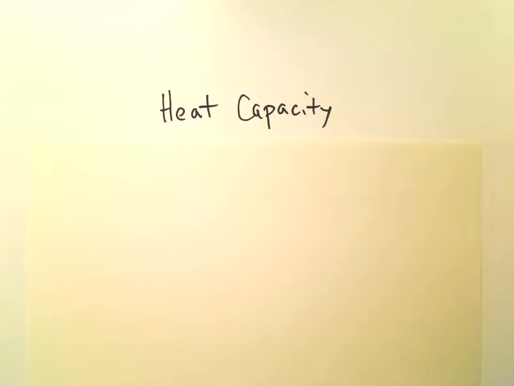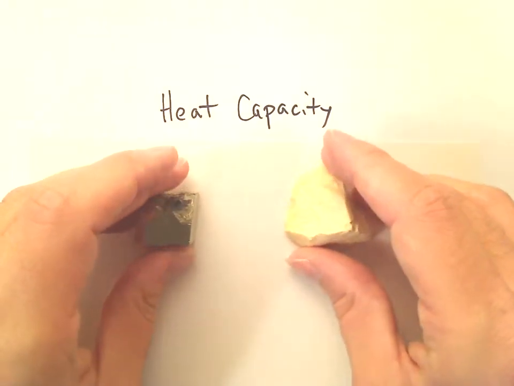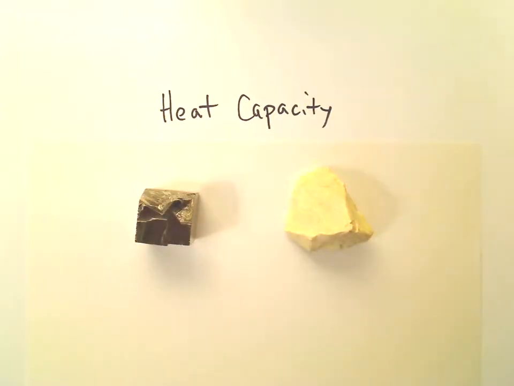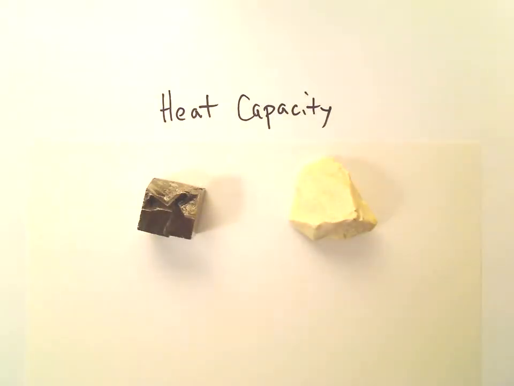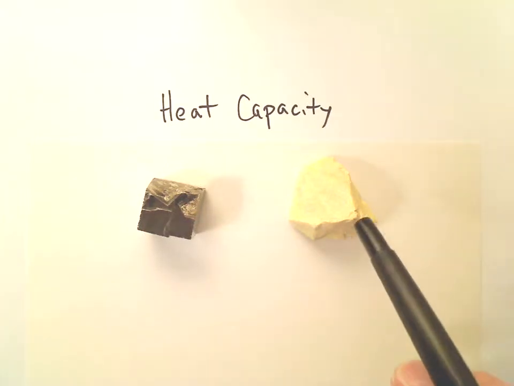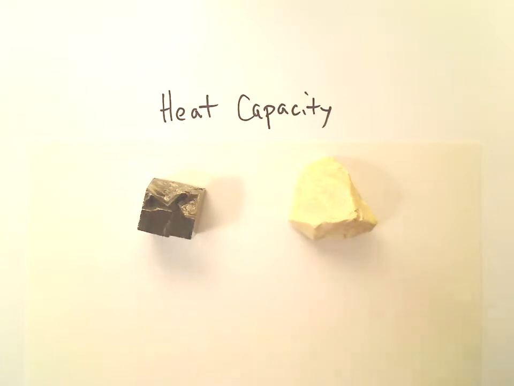It depends on the mass of the object and on the material the object is made of. For example, here we have two mineral samples. If someone asked me to compare the heat capacities of these two separate objects, I would have a hard time doing that because they have different masses. This one on the left is a little heavier, and they're made of different materials. This is sulfur right here, whereas this is pyrite, which is a mineral made of sulfur and iron.